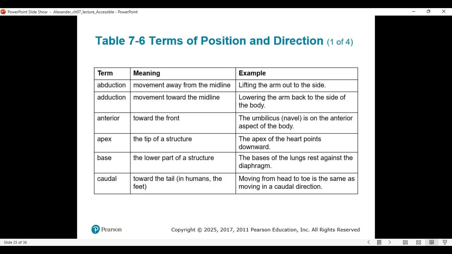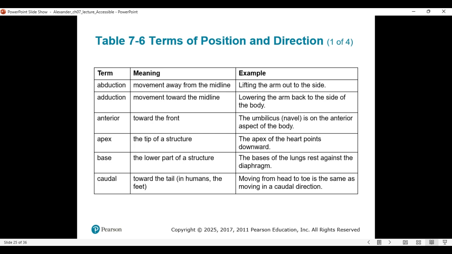Different directions. Abduction means moving away from the midline. Adduction is moving towards. This is pretty easy to remember. If you're moving your arms towards your body, you're adding to your body. If you're moving away, you're abducting. Anterior is towards the front. Apex is the tip of a structure, like the apex of the heart points downward. The base is the lower part.